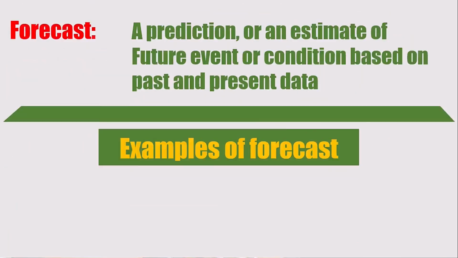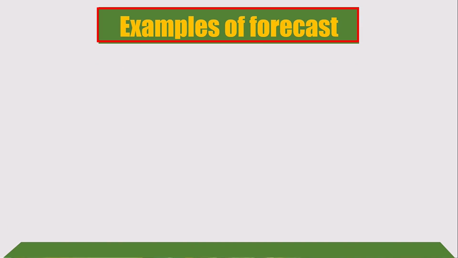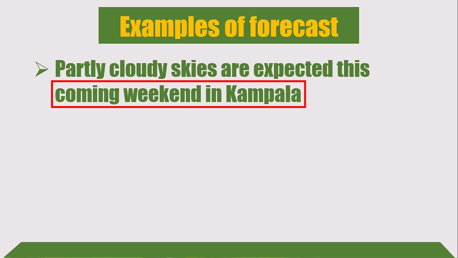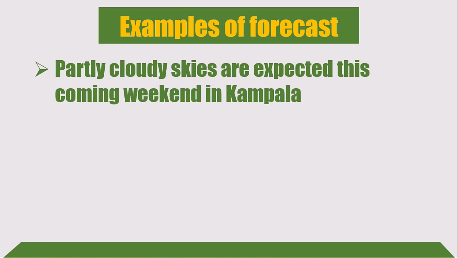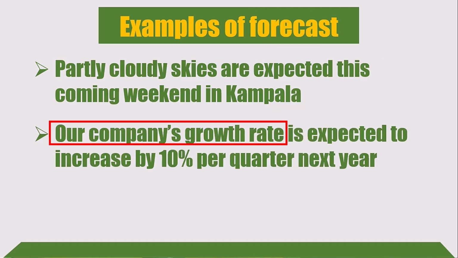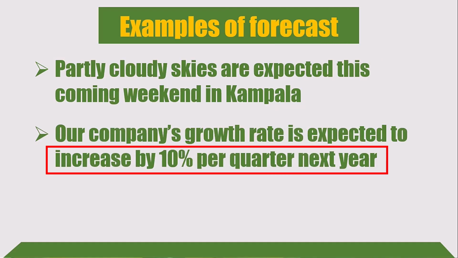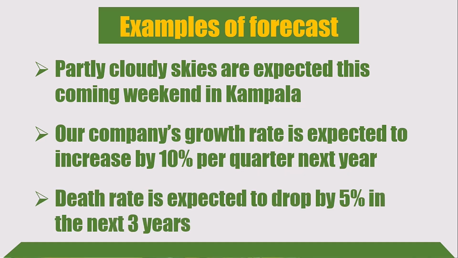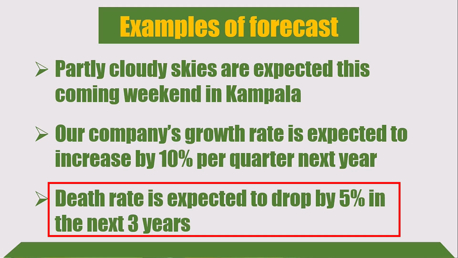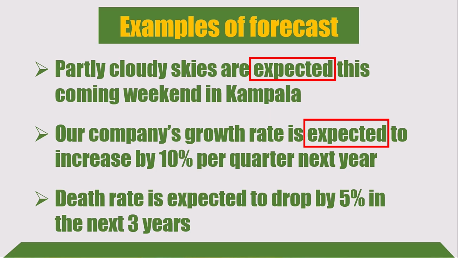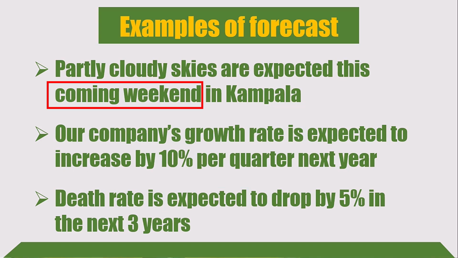Now to better understand forecast very well, let's see some examples of a forecast. The first example is saying partly cloudy skies are expected this coming weekend in Kampala. We have seen results like this a number of times. That one is actually a forecast. Then also, our company's growth rate is expected to increase by 10% per quarter next year. This is also an example of a forecast. Let's see one more example. The death rate is expected to drop by 5% in the next 3 years. Now, I want you to realize something. In all these examples, we are talking about expectation. We are expecting something to happen in future.